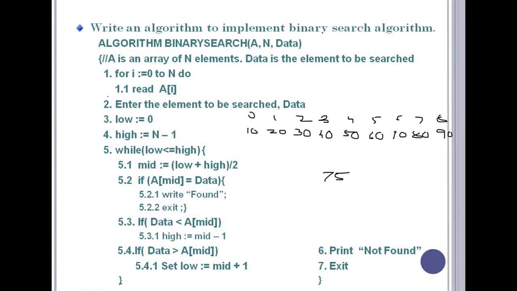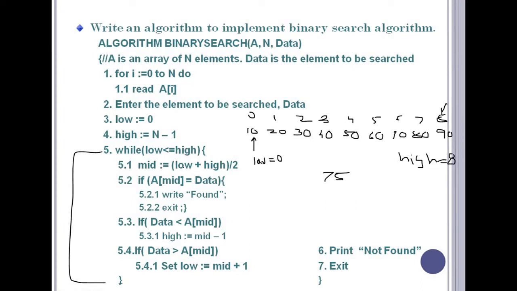The first step is reading the array. After that we initialize low to the lower bound and high to the upper bound. So low is equal to 0 and high is 8 for the first time. As we have seen, the while loop runs until low is less than or equal to high. Right now low is 0, which is less than or equal to 8, so this condition is true and it will enter the while loop.